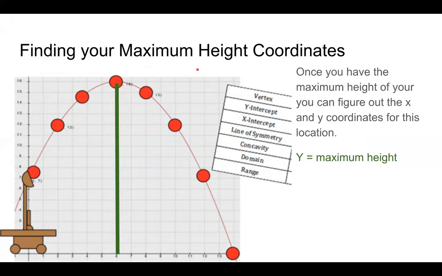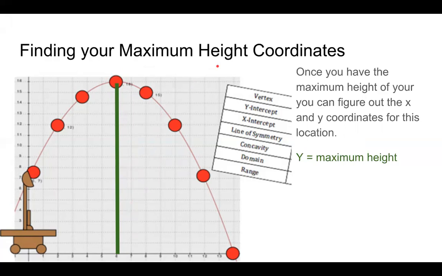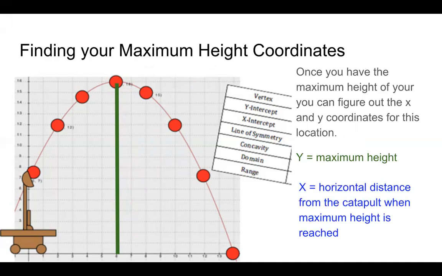Once you have your maximum height, you can figure out the coordinates. The y-coordinate is that actual maximum height. Whatever you measured, boom, you can use that. That's your y-coordinate that you're going to use for your vertex. The x-coordinate is the horizontal distance from the catapult when the maximum height is reached. So it's this distance down at the bottom, that blue line, that is your x-coordinate. So when you find your vertex, your maximum height, that's your y-coordinate. And then the distance from your catapult, that's your x-coordinate.